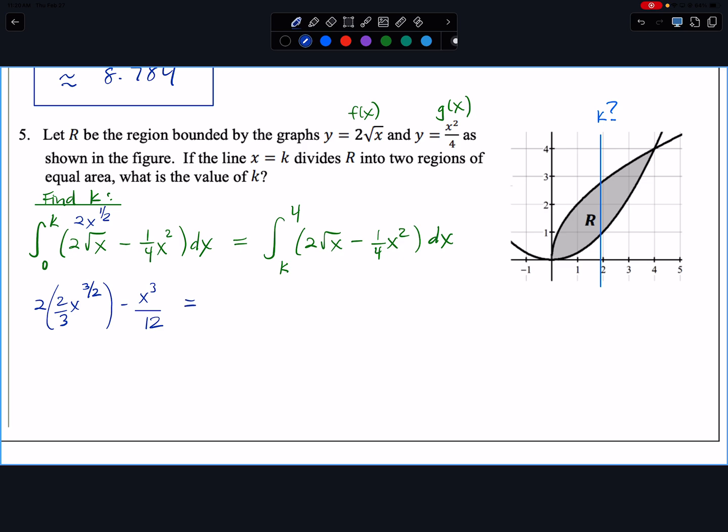Oh, sorry. Bounds, 0 to k. That's supposed to be equal to, if I take the antiderivative of this, do you guys agree it should be the same thing? The only thing that's going to change is my bounds. So I'm going to simplify it: 4/3 x to the 3/2 minus x cubed over 12 from k to 4.